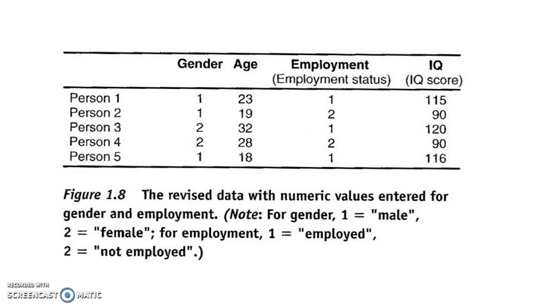So for Chapter 1 in Yaki, we are asked to take the following data and enter it into a data frame so that we can perform an analysis. You'll notice that there are 5 individuals whose data are provided here, and we know about their gender, their age, their employment status, and their IQ. And you'll note down below here that gender is coded as 1 equals male and 2 equals female, and for employment 1 equals employed and 2 equals not employed. So our first task is to take these data and enter them into the data frame in SPSS.